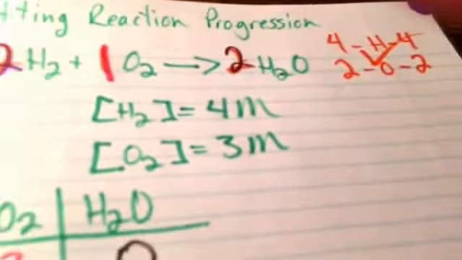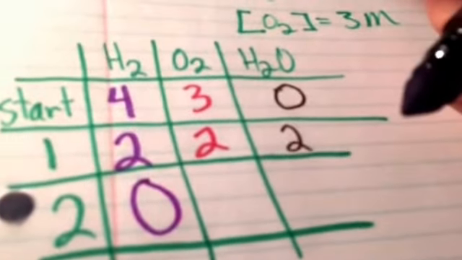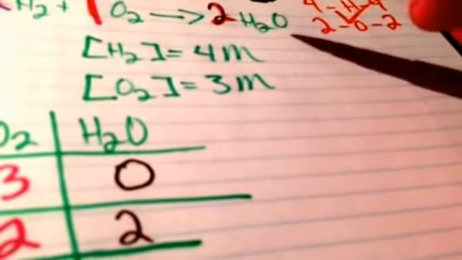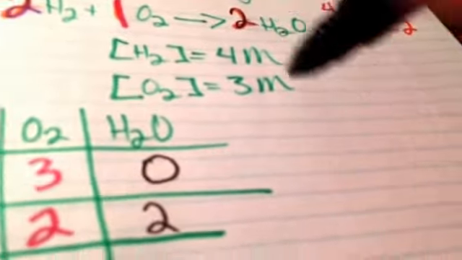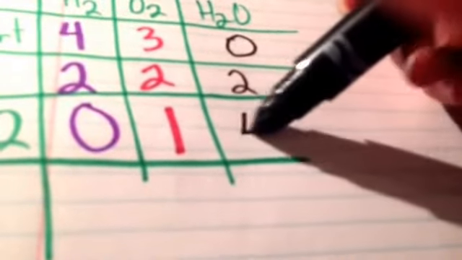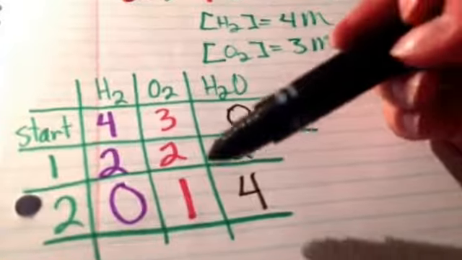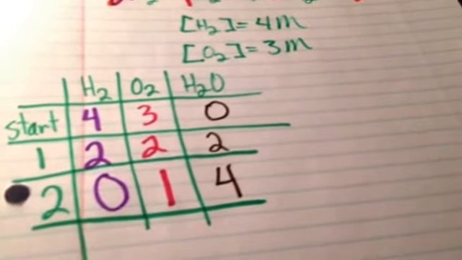Looks like we can do the reaction a second time. Again, we used 2 in the reaction, so we have to subtract 2. That leaves us with 0 hydrogen. For oxygen, we use 1 in the reaction, so we subtract 1, and that leaves us with 1. And for water, that's our product, and we gained another 2 the second time, and so that brings us to 4. We can't do this anymore because we ran out of hydrogen to use, even though we have another oxygen. So we're done, and we need to start graphing.